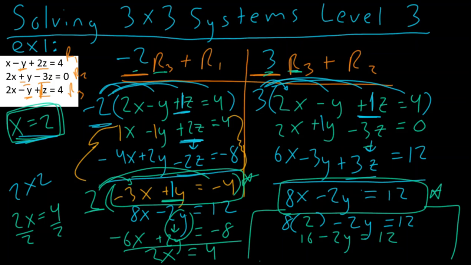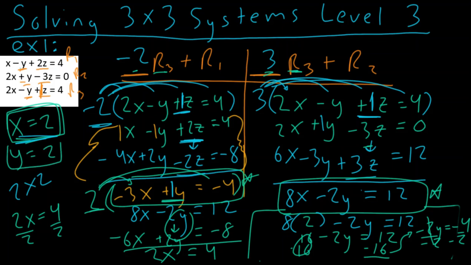And then we just do a little solving. You can subtract 16 from both sides, and what's this going to give us? That zeroes out. I have negative 2y is equal to 12 minus 16, which is negative 4, and then just divide both sides by negative 2. Negative 4 divided by negative 2. Now we have y equals positive 2. Nice and easy. Okay, cool.